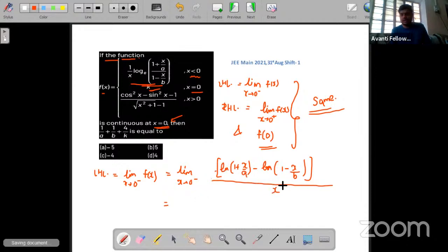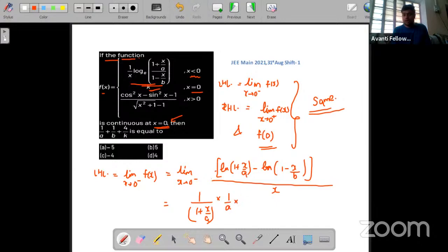Now L'Hôpital's rule is slightly easy. First of all we'll segregate this x to both, and then we'll use L'Hôpital's rule, means differentiation of numerator upon differentiation of denominator. So what is the differentiation of ln? 1 by something, so 1 upon 1 plus x upon a, into differentiation of that function, means chain rule. Differentiation of 1 is 0, differentiation of x by a is 1 by a.